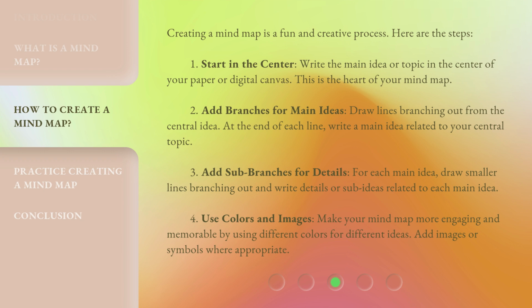2. Add branches for main ideas. Draw lines branching out from the central idea. At the end of each line, write a main idea related to your central topic. 3. Add sub-branches for details. For each main idea, draw smaller lines branching out and write details or sub-ideas related to each main idea.